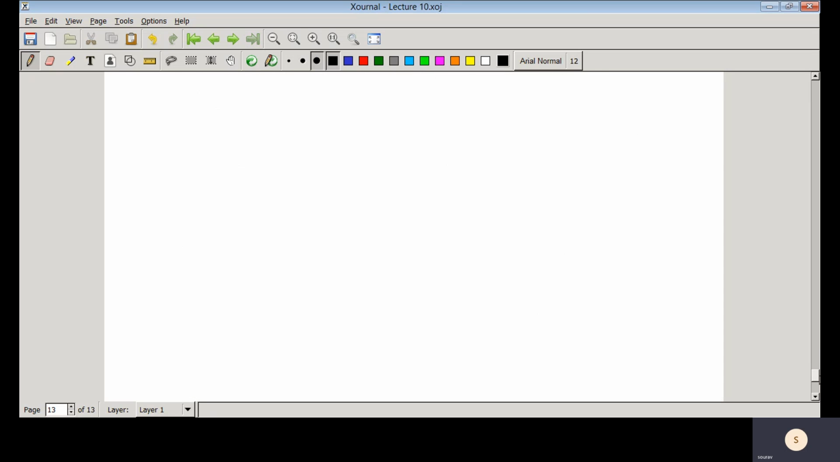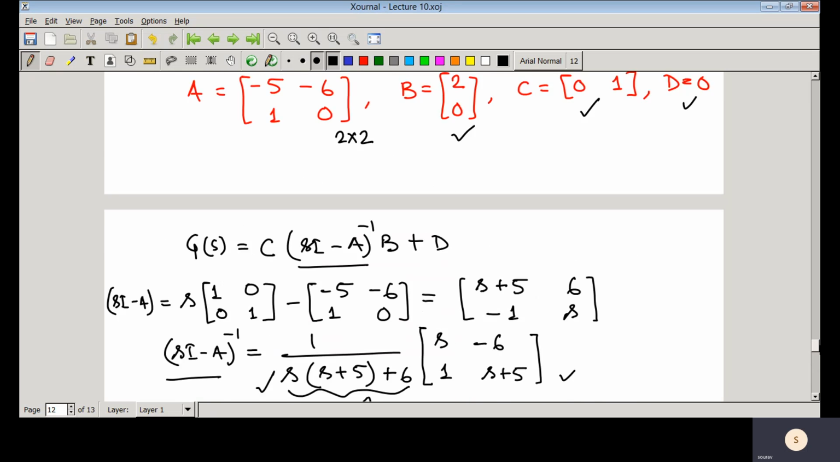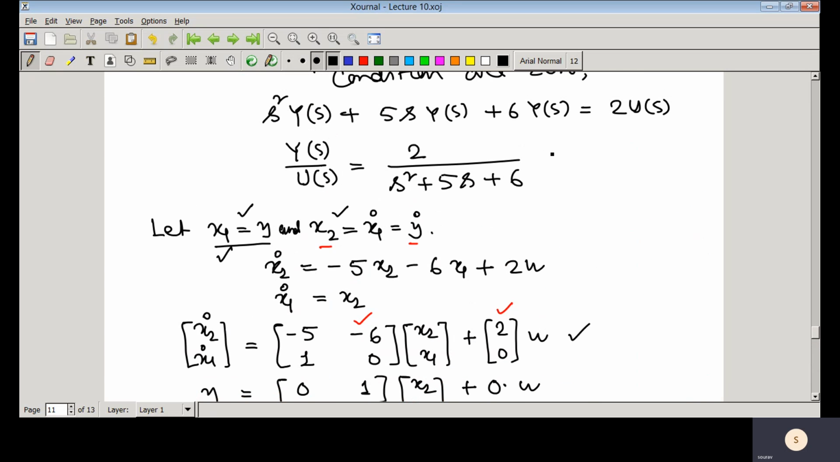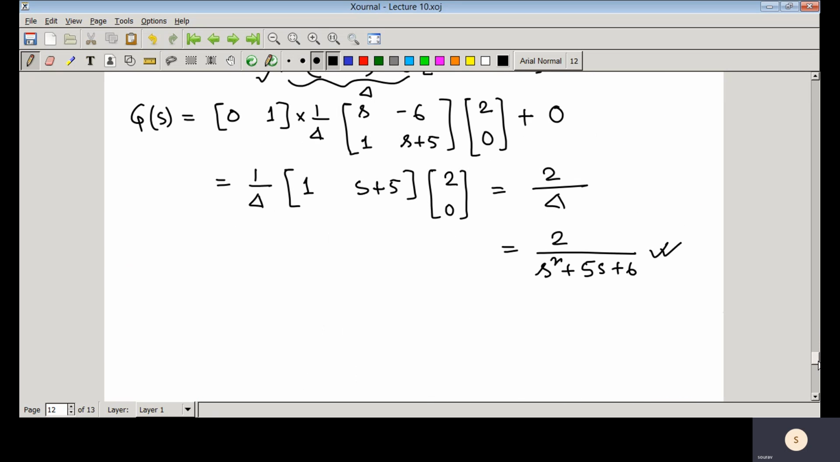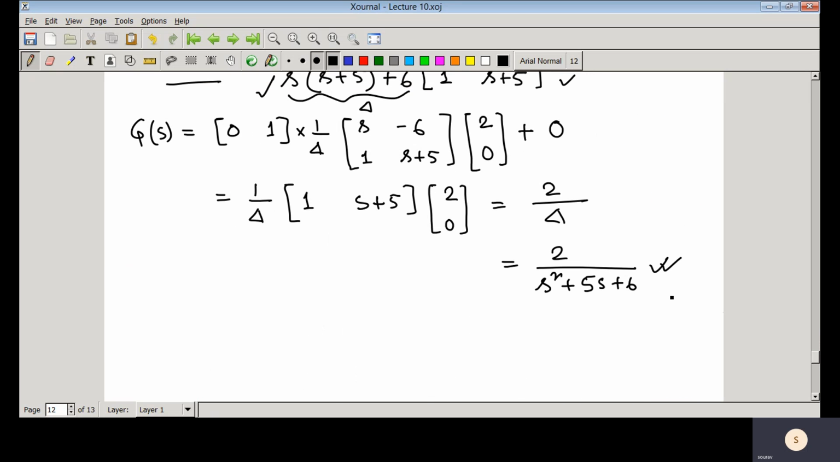So now this is the transfer function that you can have from the state space model. Here you see we have already derived that transfer function, 2 by s square plus 5s plus 6, and from the state space also we get the same transfer function, 2 by s square plus 5s plus 6. So this is that method. Whenever you have the state space model, from there directly you can find the transfer function.